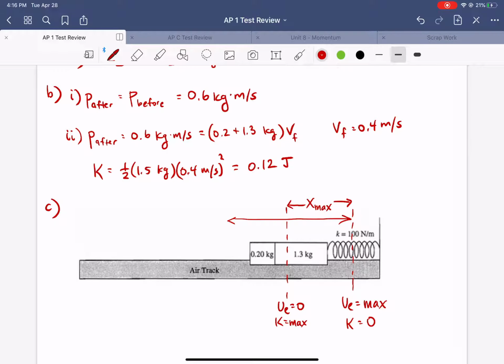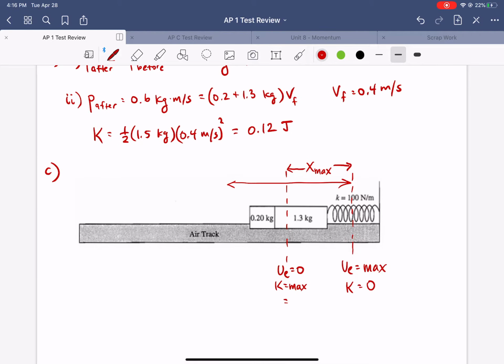So what we're going to do is compare the energies at these two points. We'll say the maximum kinetic energy must equal the maximum elastic potential energy. Notice that we actually know the maximum kinetic energy, because that's what we just calculated in part B. We calculated the kinetic energy immediately after the collision, when the spring is not compressed. So this value is 0.12 joules, which means the maximum elastic potential energy must also be 0.12 joules.